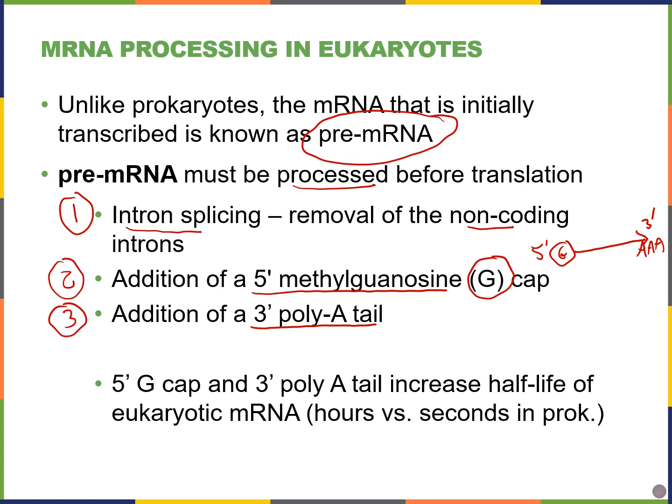Having the 5' G cap and that 3' poly A tail actually increases the half-life of the eukaryotic mRNA. So it doesn't get degraded as quickly as it does in prokaryotes. And in fact, in eukaryotes, the messenger RNA can last for hours, so translation can keep occurring. In prokaryotes like E. coli, the messenger RNA only lasts for a few seconds, like maybe 5 seconds or less.